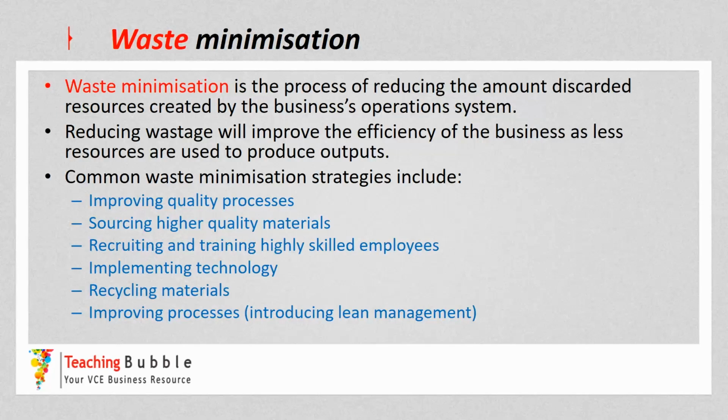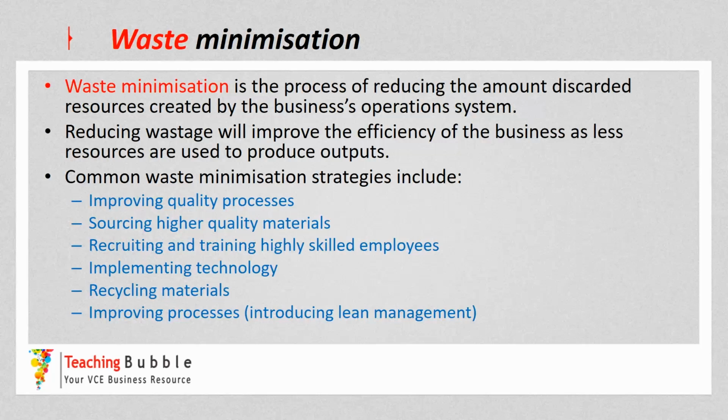In this video, we're going to continue to look at the ways in which a business can improve its effectiveness and efficiency in its operations. More specifically, we're looking at how it can do that through waste minimization. Now, waste minimization is the process of reducing the amount of discarded resources created by the business's operation system, remembering the operation system are the inputs, processes, and outputs.